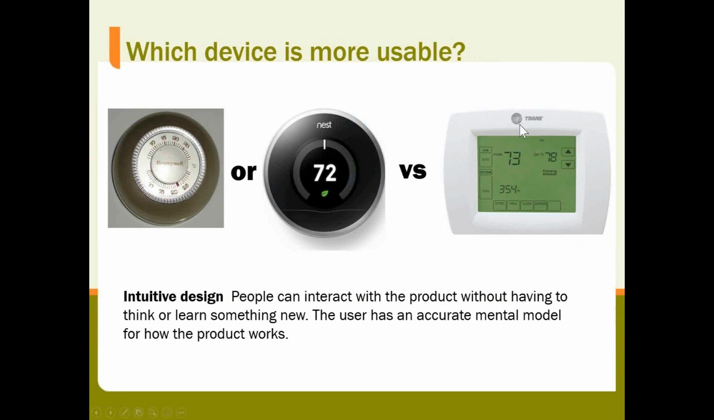So what most people would probably do is gravitate towards something that looks more like what they're used to, their mental model for how you set the temperature, which is this very simple device here where you just basically turn the dial to where you want the temperature to be, and this is telling you what the room temp is.